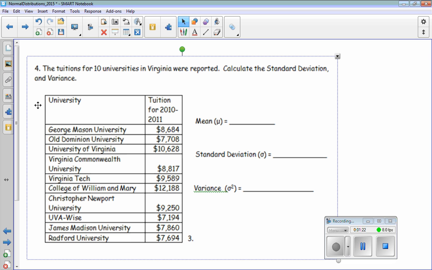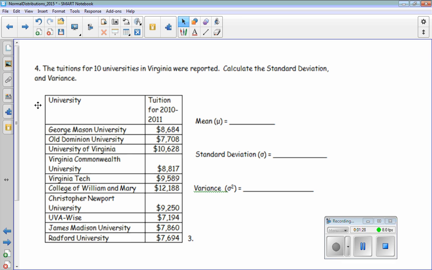So we have 10 universities in Virginia, and you're trying to find the standard deviation and the mean. And then we're going to talk about what this variance is. Quite a few of you just realized it's just the square of the standard deviation. But let's go ahead and find it. Notice the notation for mean is that little u with the tail. It's called a mu. And the standard deviation is a sigma, and then the variance is that squared.